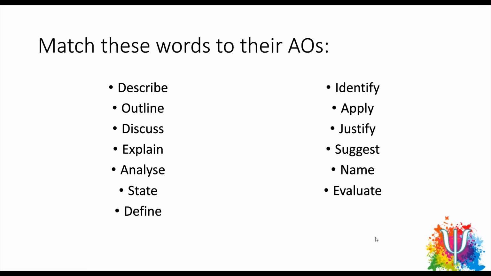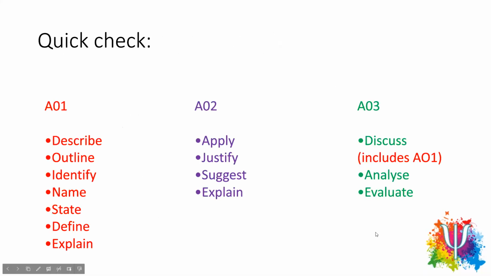I haven't forgotten how to use it. Here we go. So all your AO1s were things like describe, outline, identify, name, state, define, explain. Although explain's a tricky one because sometimes it can mean AO2. So you'd have to look at the question, see whether it just says explain what is meant by, or whether it's saying explain how this person would, and then you're applying your knowledge. Okay, so AO2 is apply, justify, suggest, and like I just said, explain.